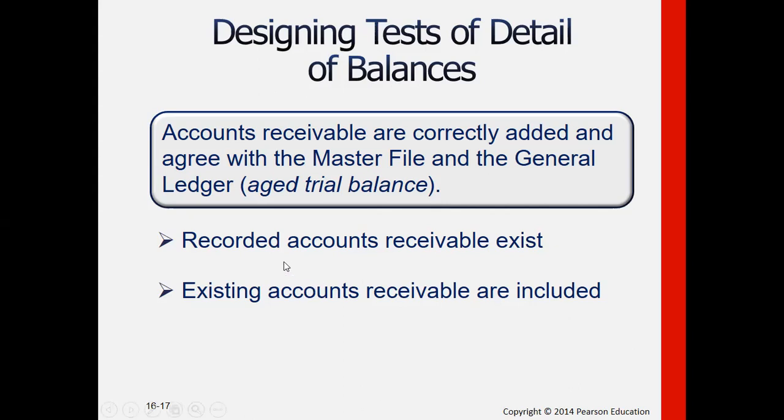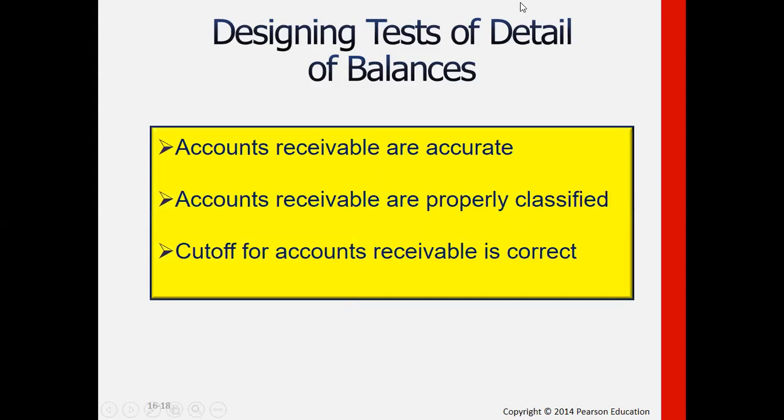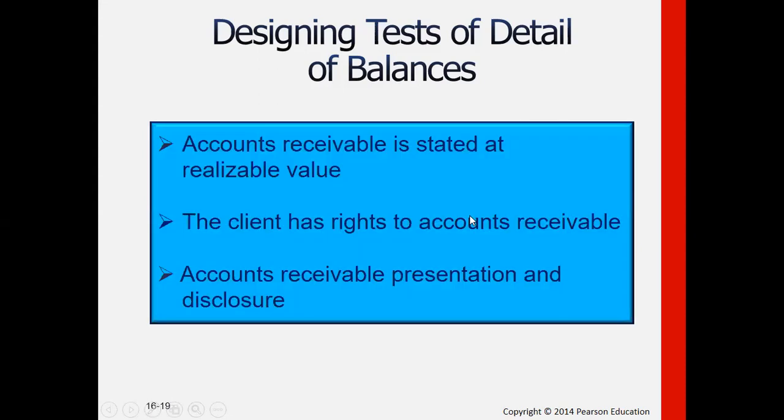Then we have to check the existence and the completeness. Existence, of course, or occurrence, whether what has been recorded actually existed and whatever has existed actually is included. Then we also have to make sure that the values are correct, proper classification, cutoff. Actually, this has been mentioned already. This is the realizable value, then rights and presentation and disclosure.